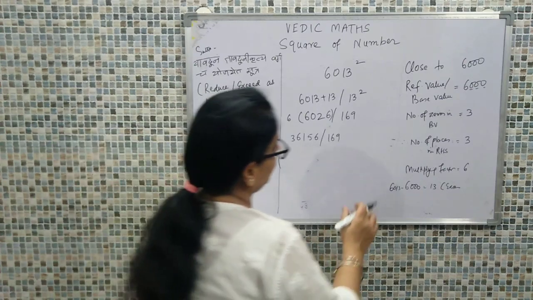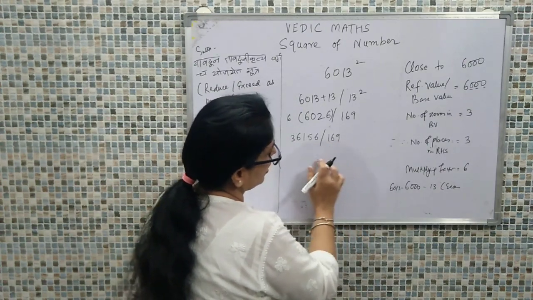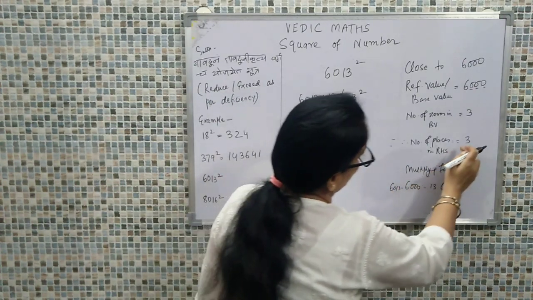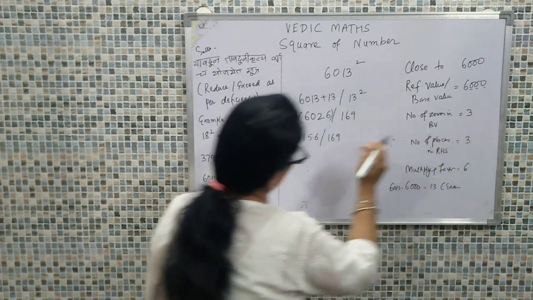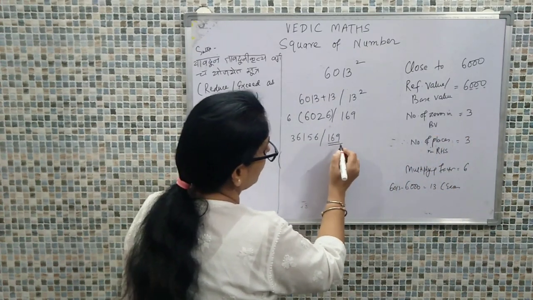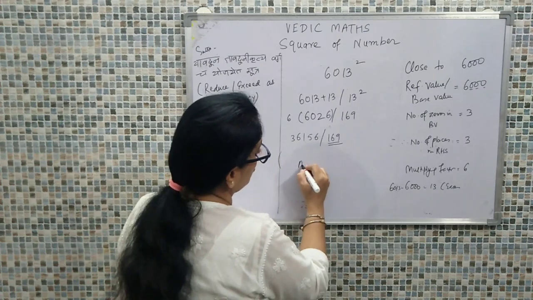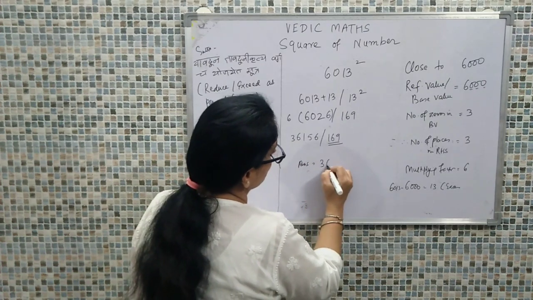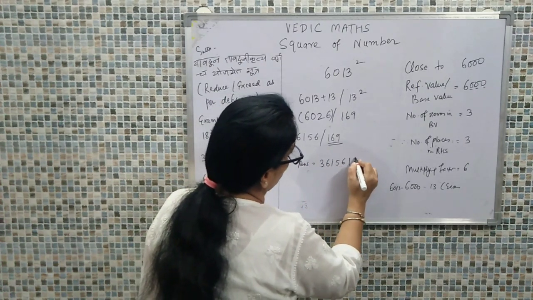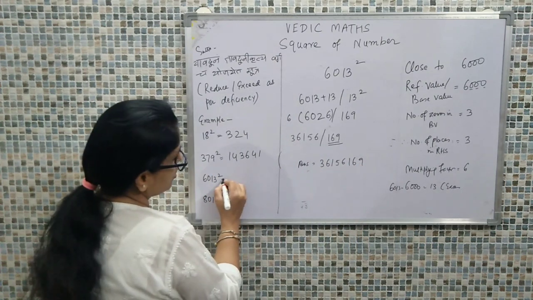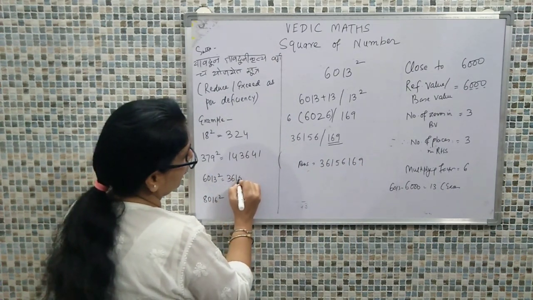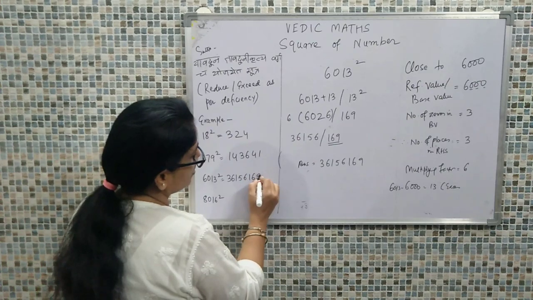Right. Now identifying whether there is any excess value in the RHS. The RHS needs to maintain 3 places. So already here we have 3 places, no excess value. So finally our answer is 36156 / 169.